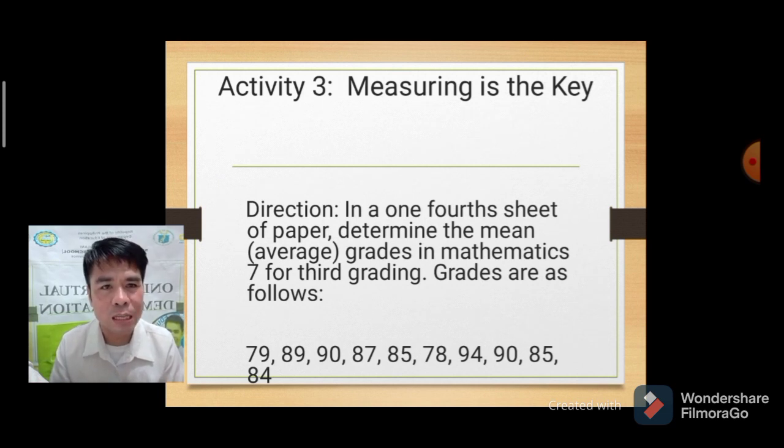Now we have our activity number 3, which is Measuring is the Key. The direction is to use a 1/4 sheet of paper. You can get your paper now because later on you will need to take pictures of your answer and send it to my private message. You are going to determine the mean average of the grades in Mathematics 7 for the 3rd grading. The grades are as follows: 79, 89, 90, 87, 85, 78, 74, 90, 85, and 84. Those are the data that you need to get the average of.